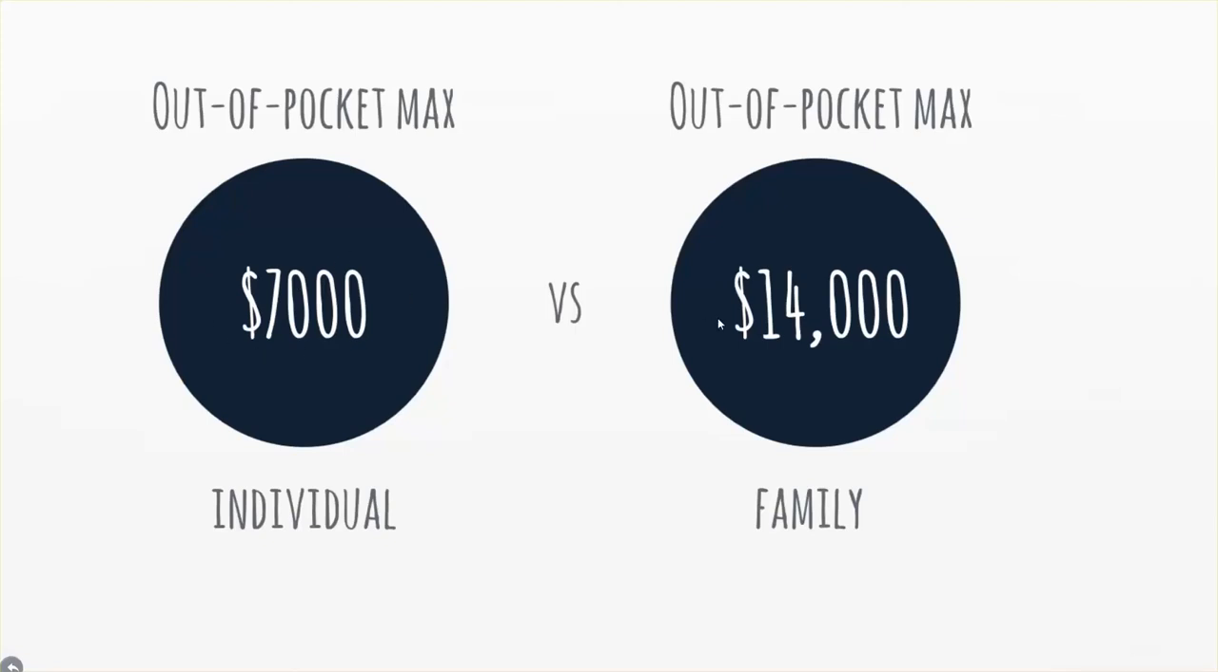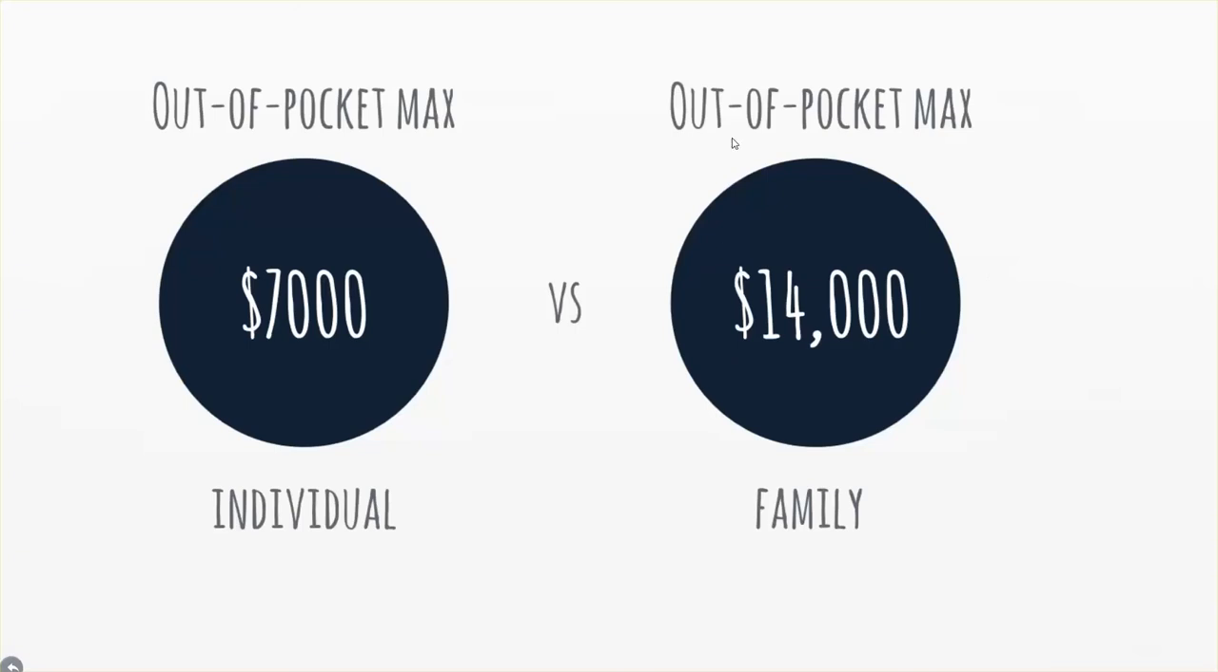Now, if Mr. Mouse also has a spouse and a couple of kids, there's usually a separate out-of-pocket max for the family. So if you have multiple people on your health insurance, you might end up spending $14,000.